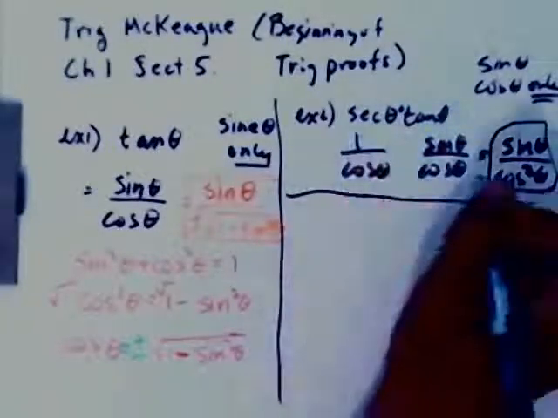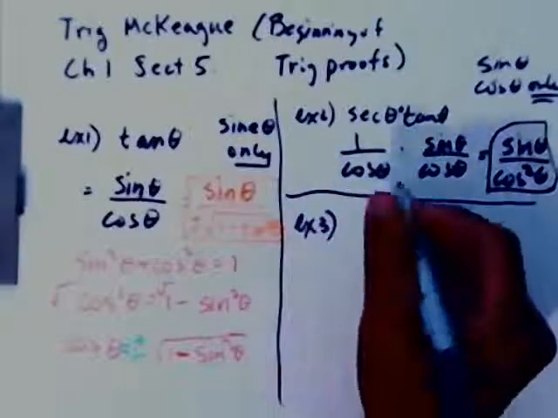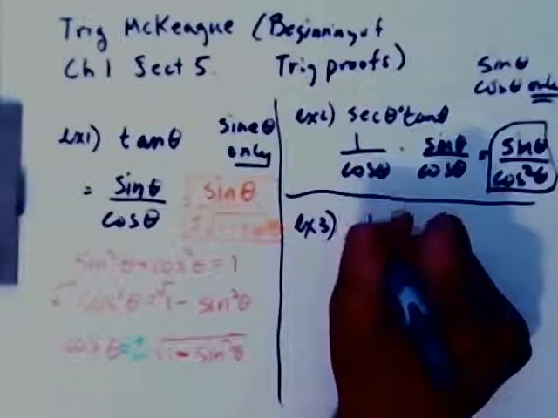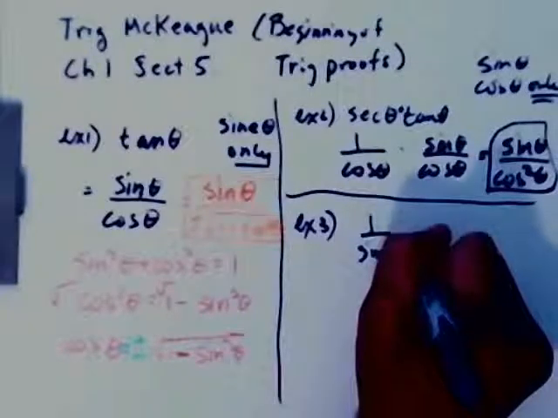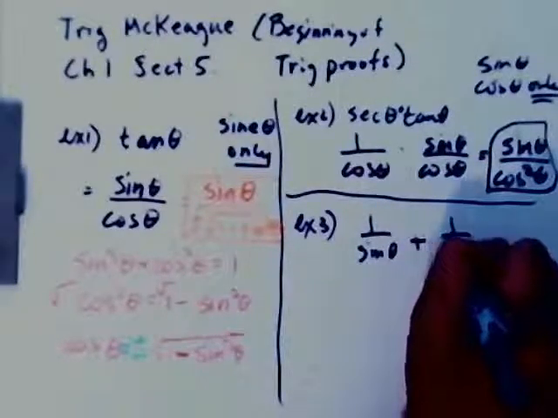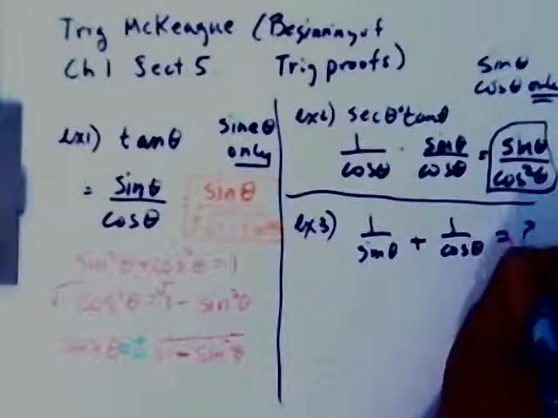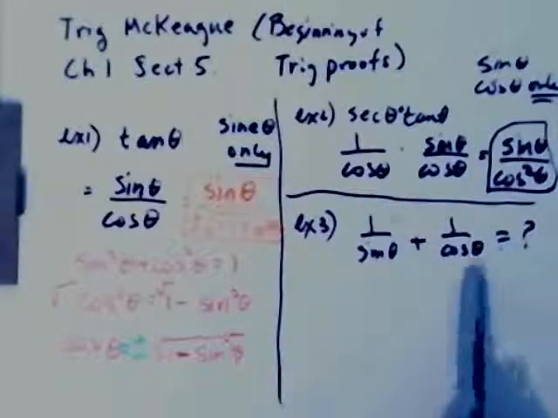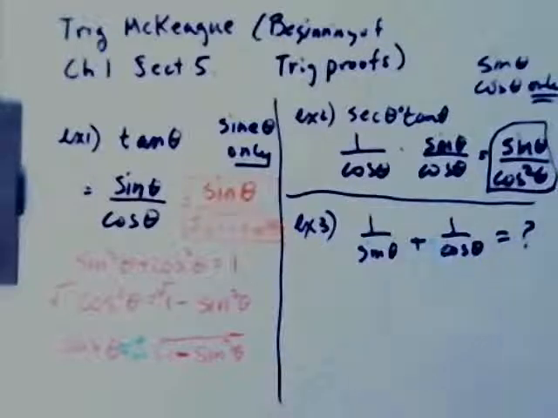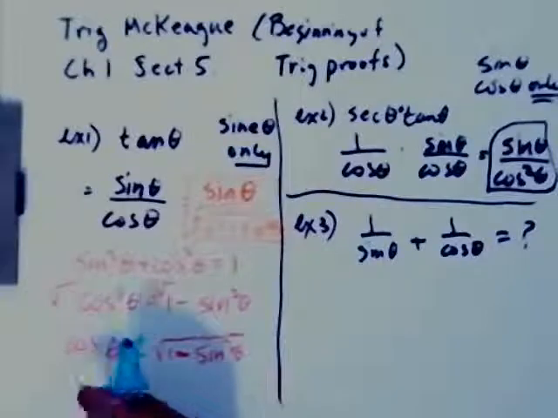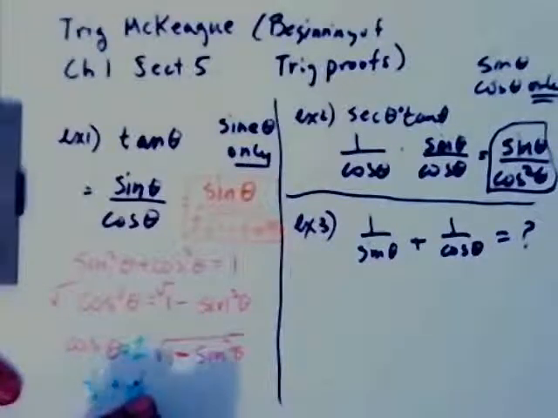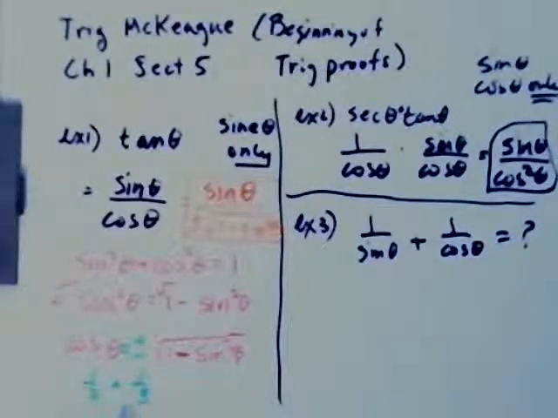Let's do the next example. Example 3. We're going to add 1 over sine of theta plus 1 over cosine theta. We're going to simplify this expression. It's going to be a little bit complicated. Before we do this, let's do a little bit of review, guys. If I go 1/2 plus 1/3, I have to have a common denominator here. The common denominator is 6, so I have to multiply the top and bottom by 3. That's fair, to make it 3 over 6.